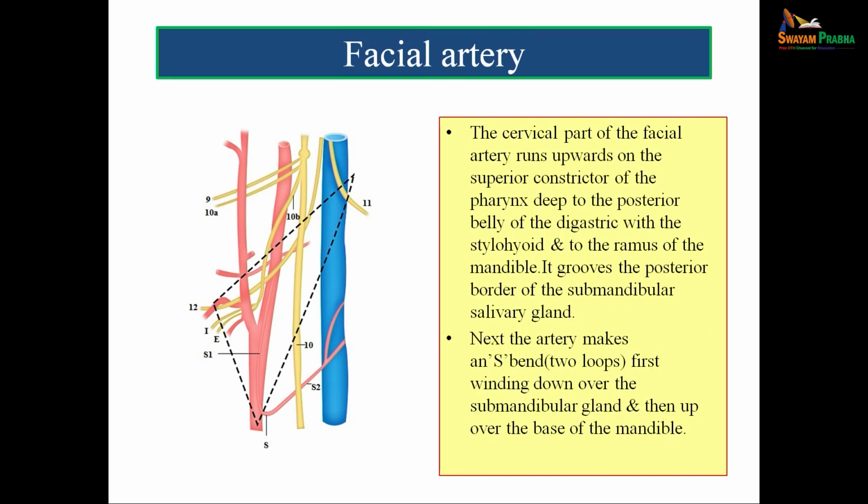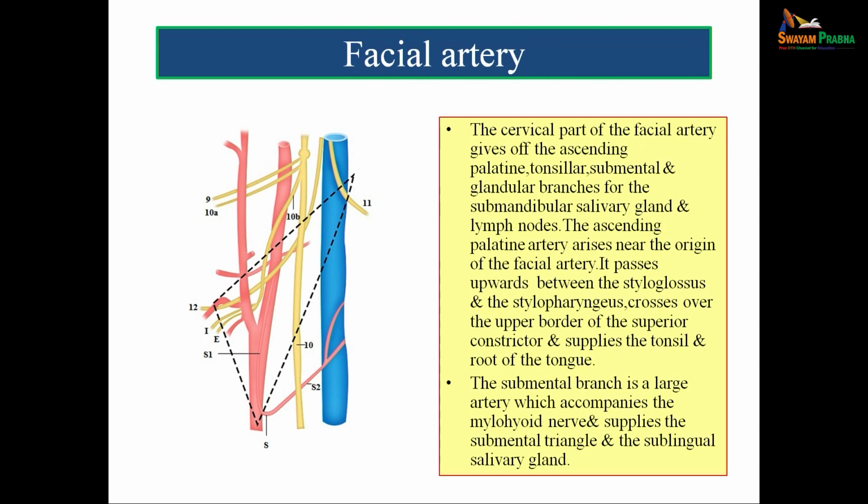The cervical part of the facial artery runs upwards on the superior constrictor of the pharynx deep to the posterior belly of the digastric. It grooves the posterior border of the submandibular salivary gland. So yes, the facial artery has got a relationship with the submandibular salivary gland. Next, the artery makes an S bend, first winding over the submandibular gland and then up over the base of the mandible. We will discuss this in detail when we do the anatomy of the submandibular salivary gland.